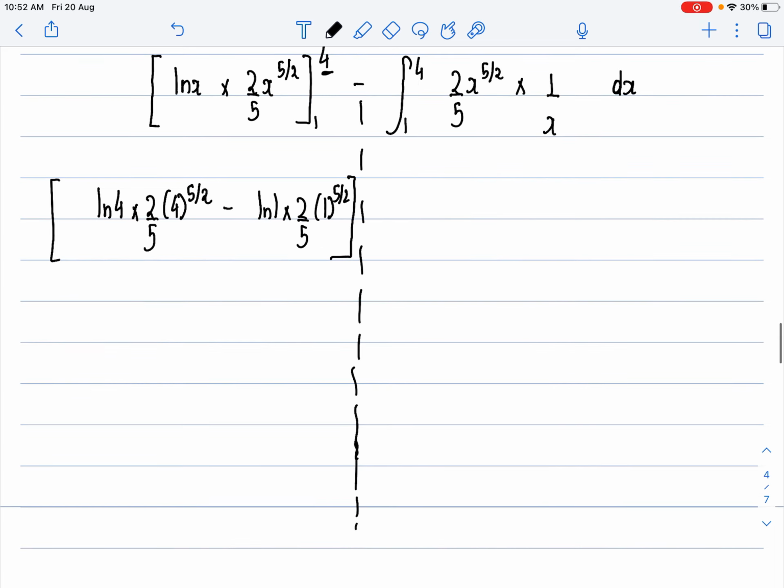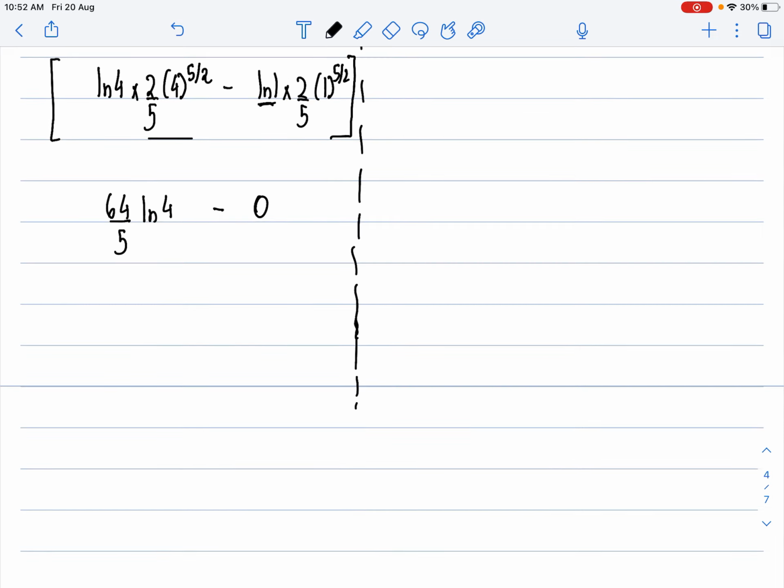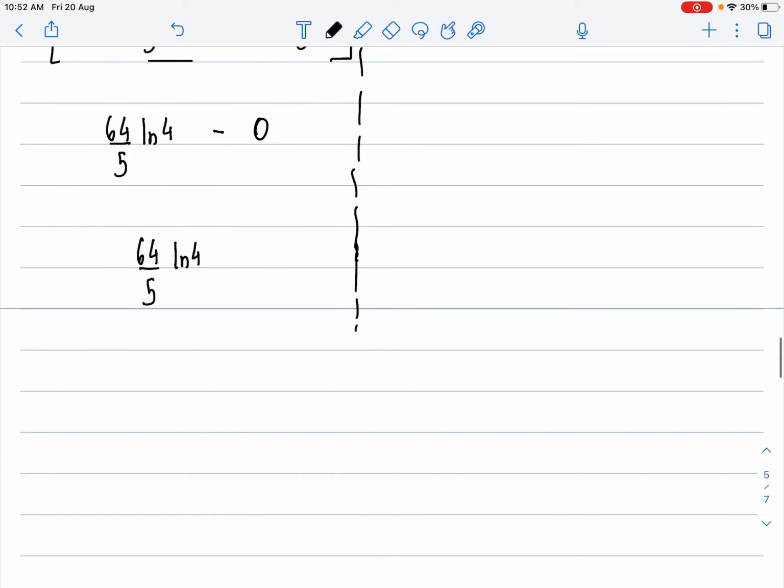correct? So now I can write this as 2 over 5 into 4 raised to 5 over 2, correct? I can write this as 64 over 5 ln 4, correct? Minus, I can simply write 0 here because I know ln 1 is 0. So I'm left with 64 over 5 ln 4, correct? This is what I'm basically left with.